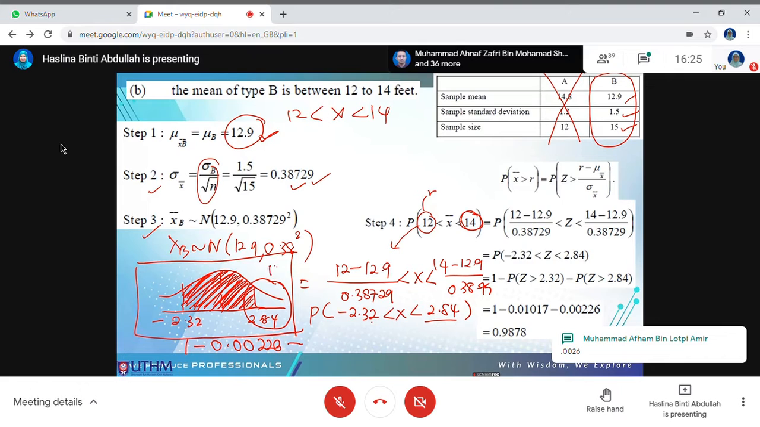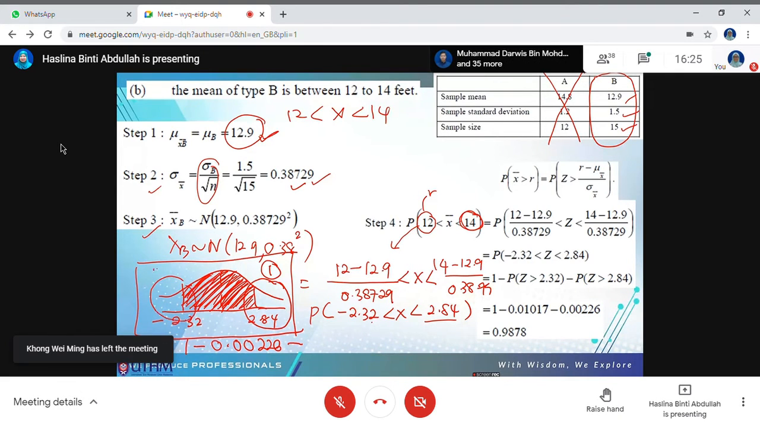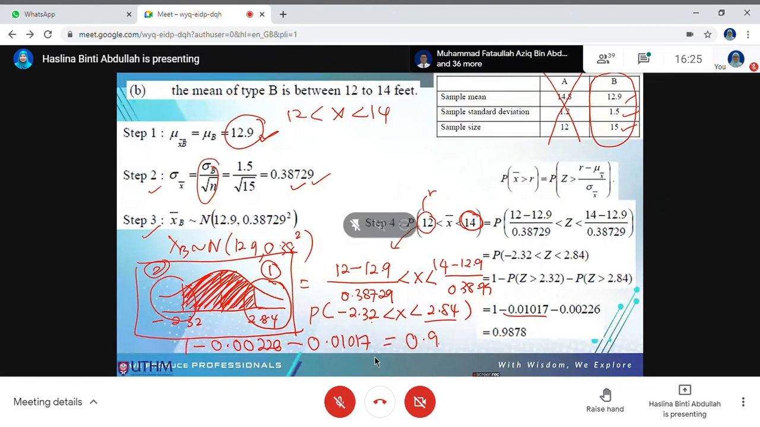Let's say this one is the first area. What is the value for this area? 2.32. This one, 0.01017. So the final answer is 0.9878.